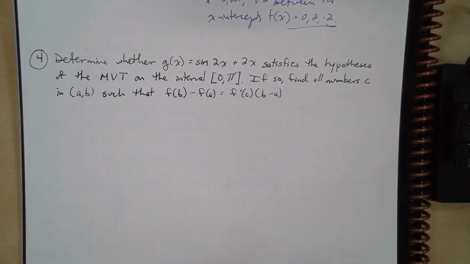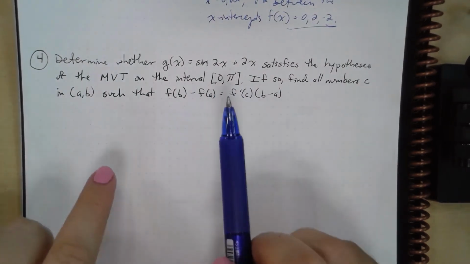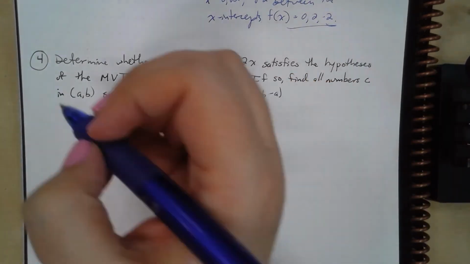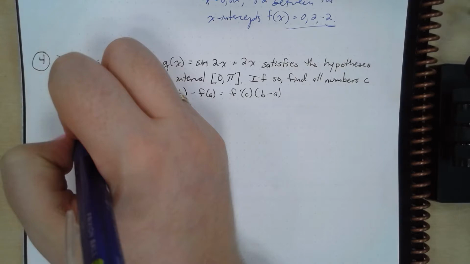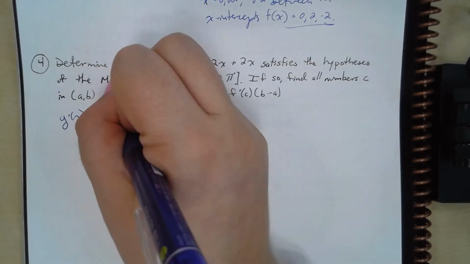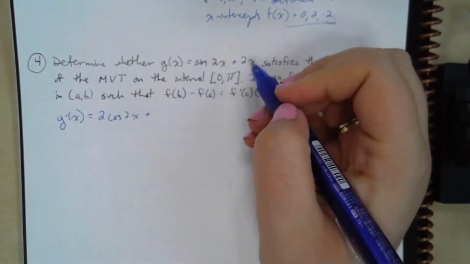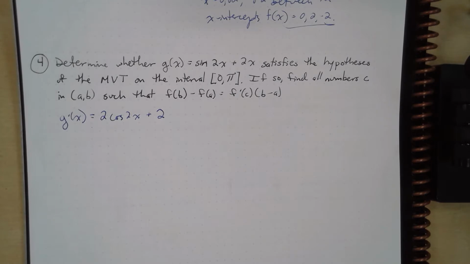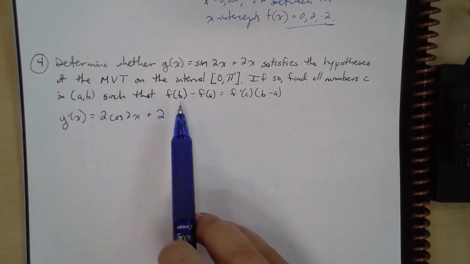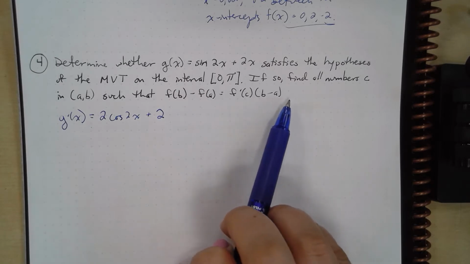The next thing that we're going to do is find this value c between 0 and pi that satisfies this, right? So we're going to find g prime of x. So g prime of x is going to be equal to, derivative of sine is cosine, derivative of 2x is 2. So we have 2 cosine of 2x plus derivative of 2x is just 2. All right? And then we want to find f of b minus f of a equals f prime of c times b minus a.